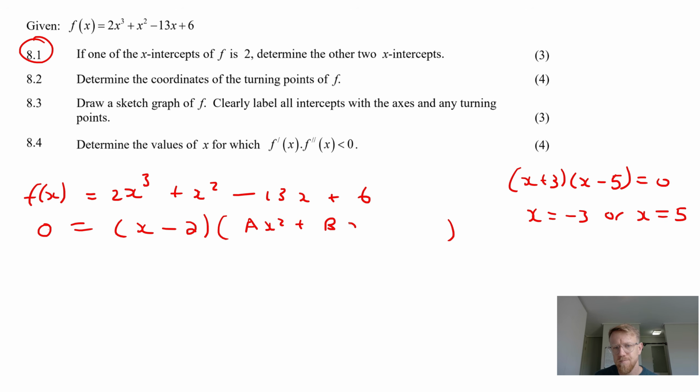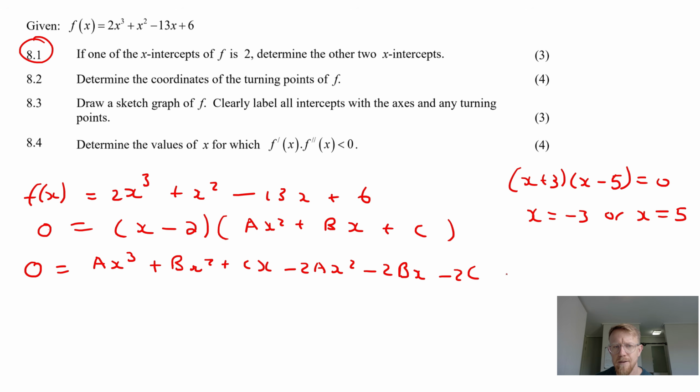Okay, now learners sometimes do get a bit confused with this, so I'm going to show you a longer way of how this actually works. So what we're going to do now is multiply these two brackets together. So you're going to end up with ax cubed plus bx squared plus cx minus 2ax squared minus 2bx minus 2c. Okay, now we need to compare this now.